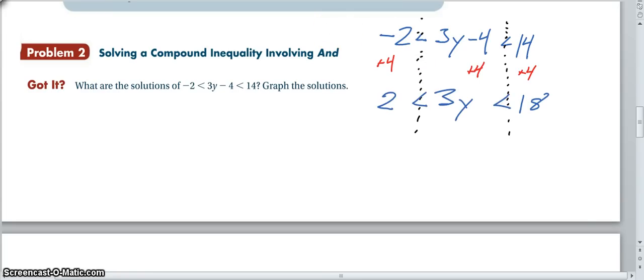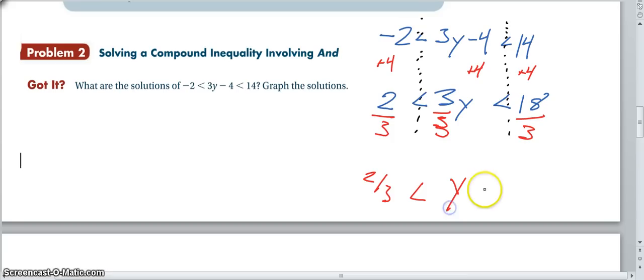All right, so now we will get on our left side here, 2 is less than 3y is less than 18. So now to get the y by itself, yeah, you guessed it, we just want to divide. And what do we divide by? Well, the coefficient of the y. So we divide by 3. That leaves me with a final answer of 2/3 is less than y is less than 6.